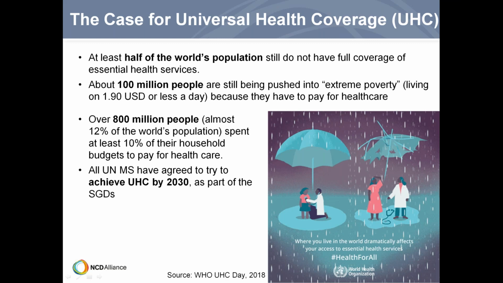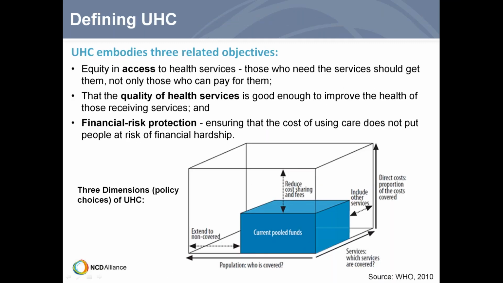And we know from the 2030 Agenda for Sustainable Development that one of the key targets under Goal 3 is to achieve UHC. Next slide, please. And when we define UHC, there are 3 objectives that are encompassed within it. So equity and access, but also to do with the quality of health services that are provided and to make sure that they are good enough, sufficient to improve the health of those that are receiving those services.